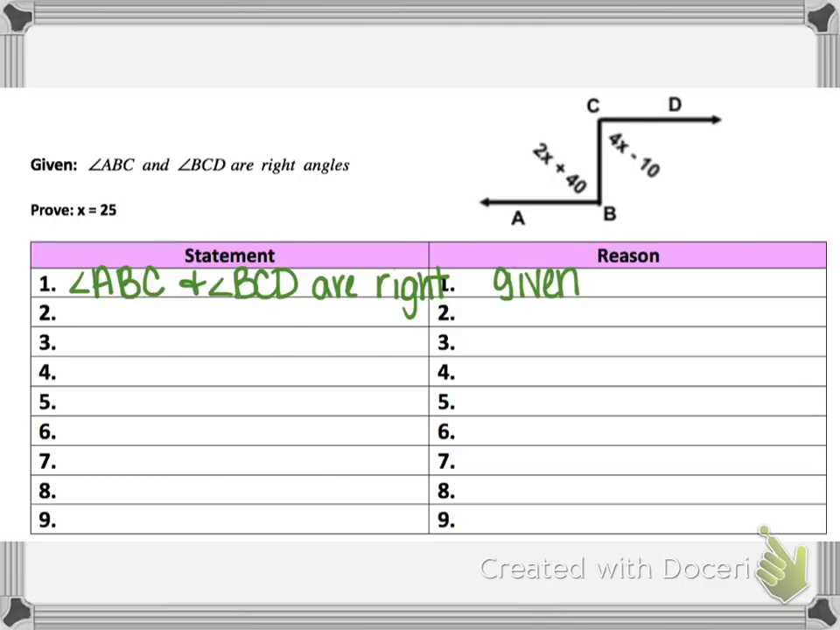So now what we'll do is we'll think back to, we learned something about right angles today. And we learned that all right angles are congruent. So that means that angle ABC is congruent to angle BCD. And that's just going to be all right angles are congruent.